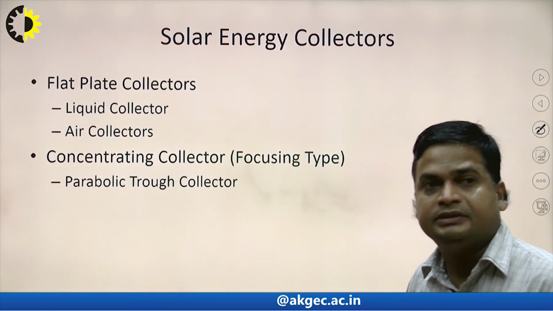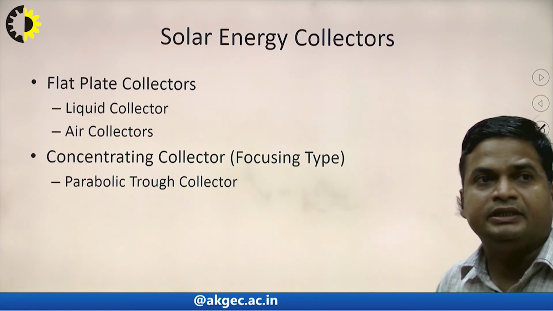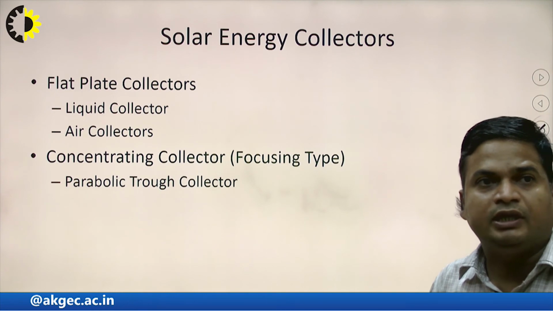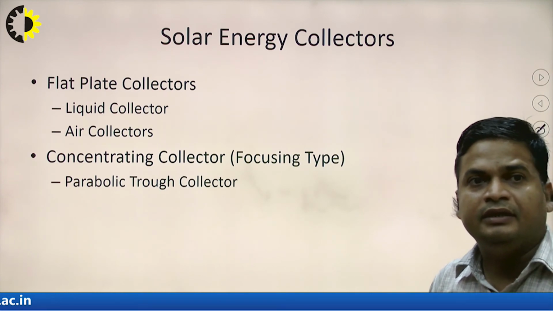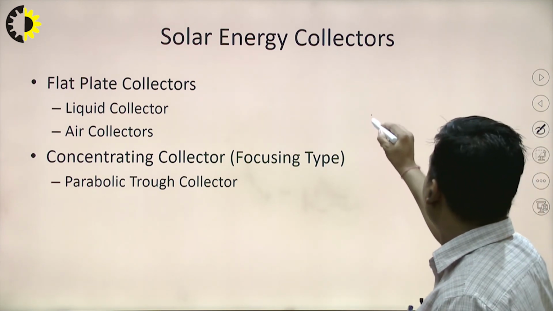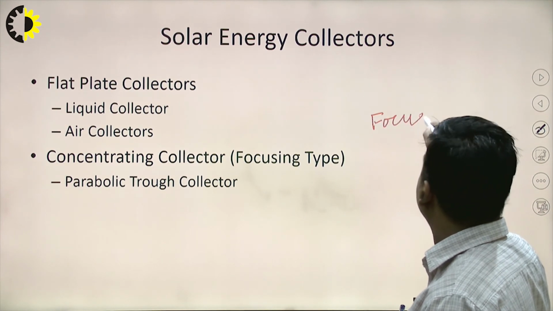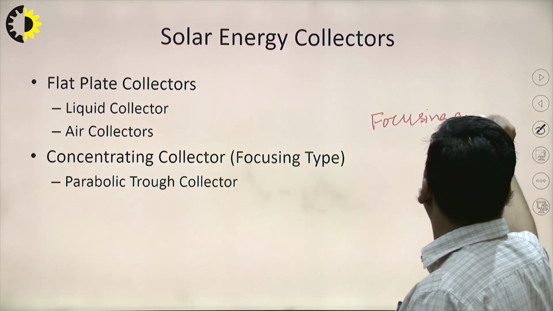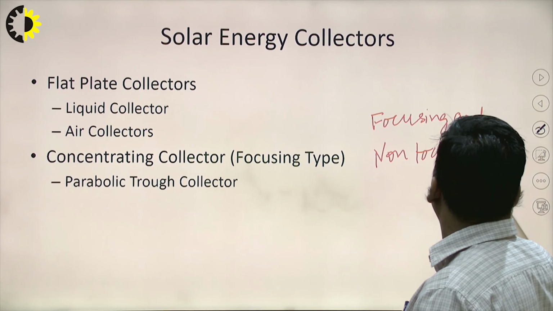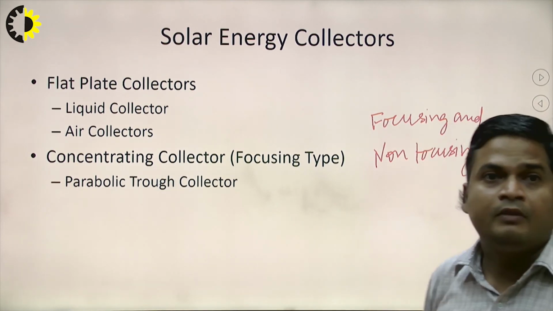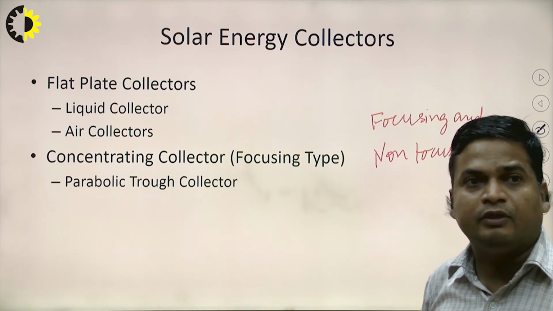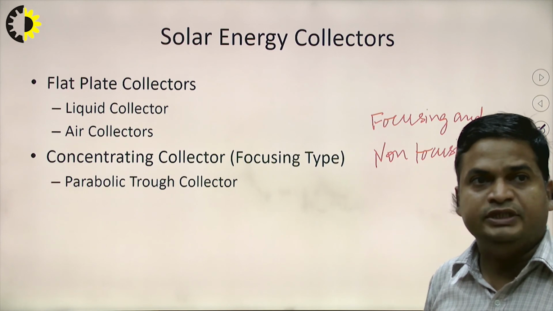Now solar energy collectors. There are different types of solar energy collectors. First is flat plate collectors, which are again divided into liquid collectors and air collectors. Then concentrating collectors, which are of two types, focusing type and non-focusing type. Then the parabolic trough collector is one of the focusing type of collector. So these we can discuss in detail.